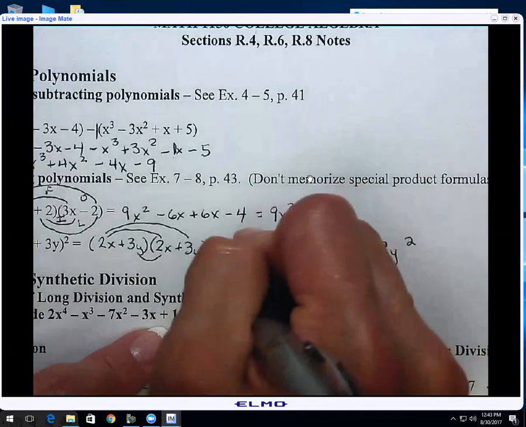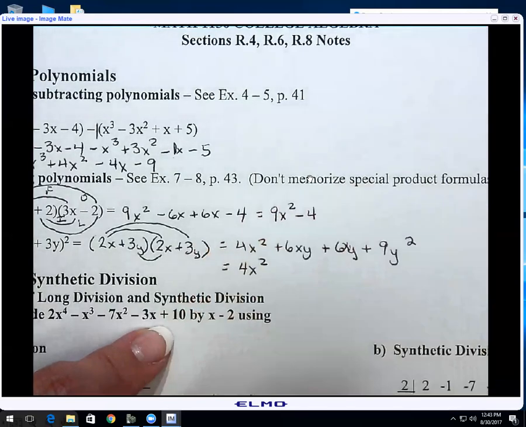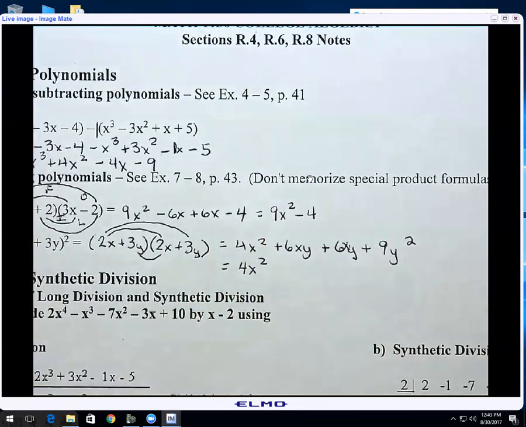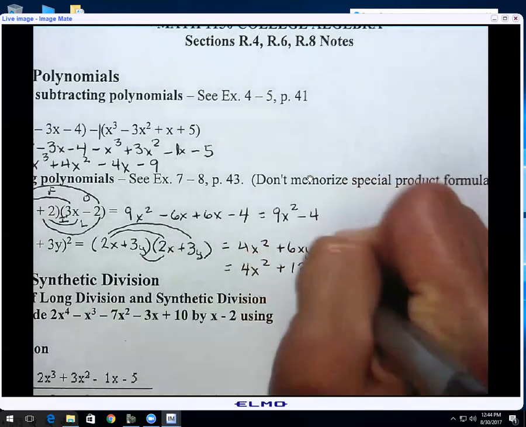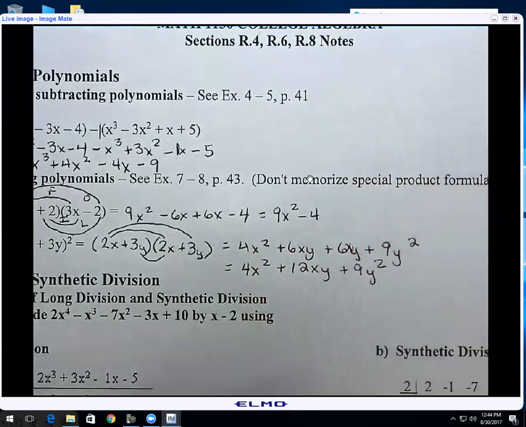When you combine like terms in the middle, what do you get? 12xy. And if you were working in the tutor center and some angry student came in and said, why isn't that 12x squared y squared? What are they thinking instead of addition? They're thinking of multiplying, all right? When you add, you just combine like terms, you just add the coefficients. So that's 12xy plus 9y squared.